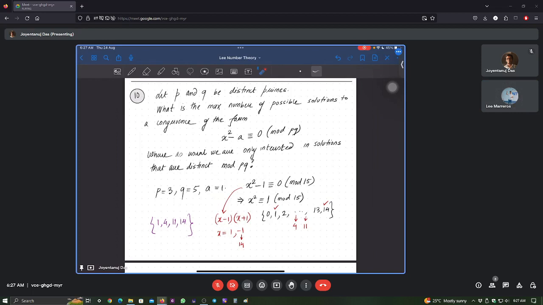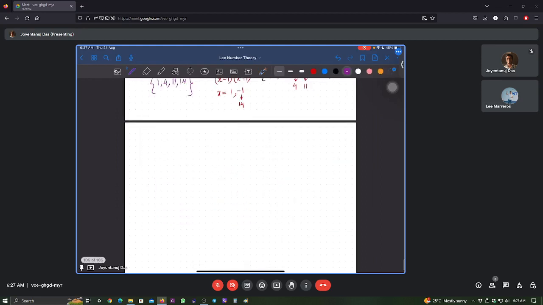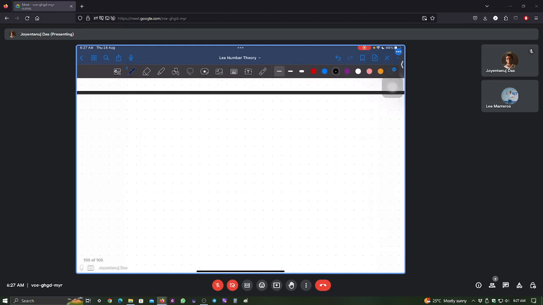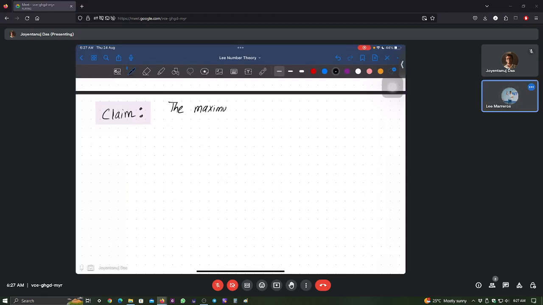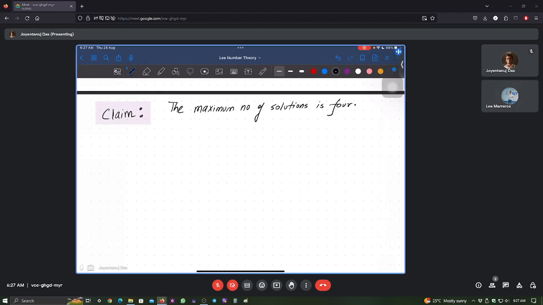So maybe we can go by contradiction. The thing is, our claim is, let me write it down. So this is our claim: the maximum number of solutions is 4. Okay, so we'll try to prove it by contradiction.